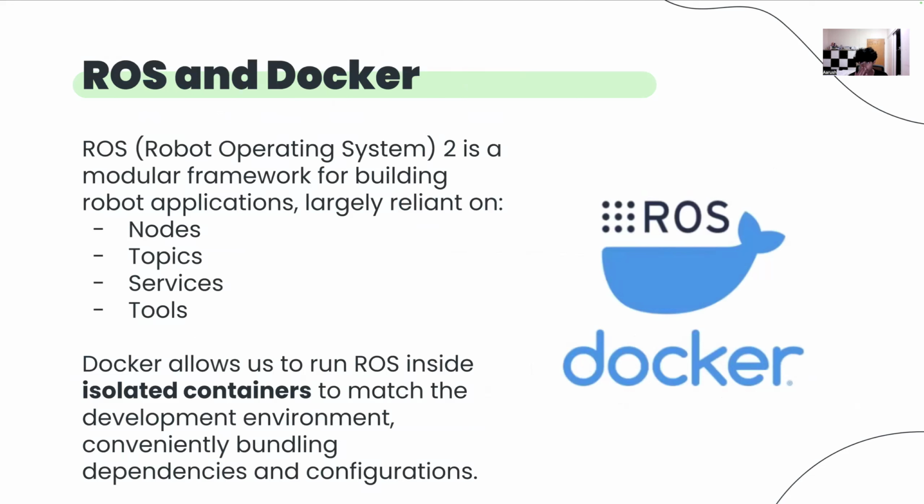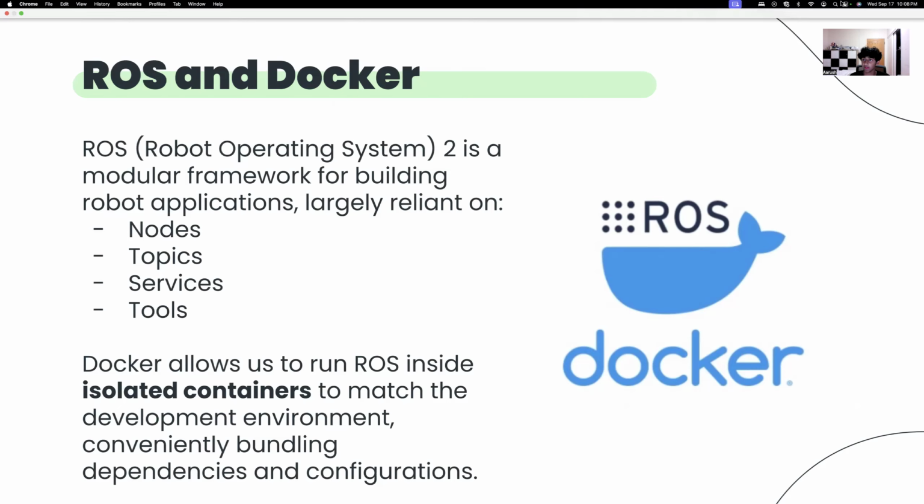All right. Now here are some of the software components we use: ROS and Docker. ROS stands for Robot Operating System 2. We used ROS 2 Humble, which is a more recent version of ROS. It is a modular open source framework largely reliant on nodes, topics, and services to build robotic applications. It's very useful for simulating complex robot behavior, as all the nodes, topics, and service tools work together to build a complex robot and allow us to do many specific tasks.